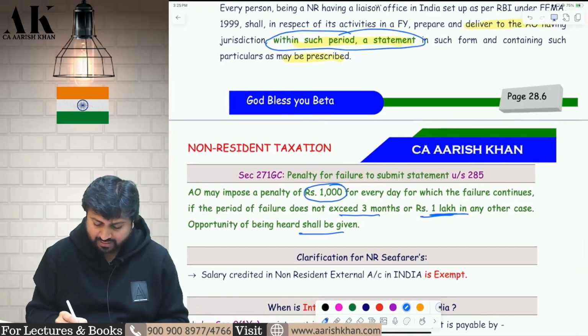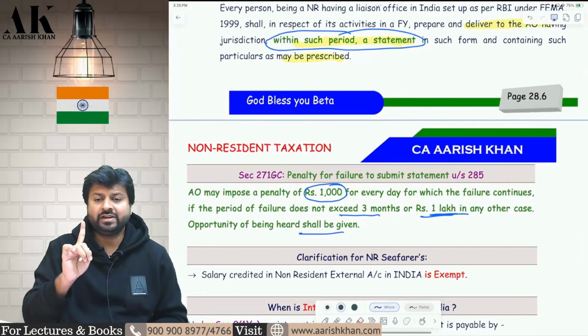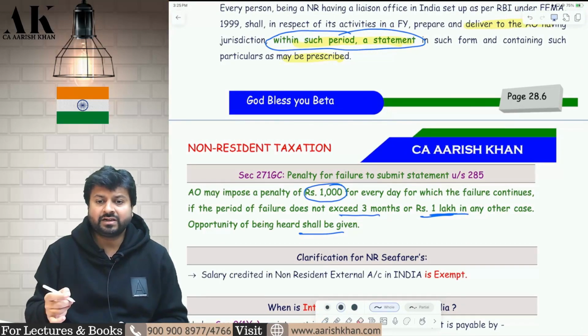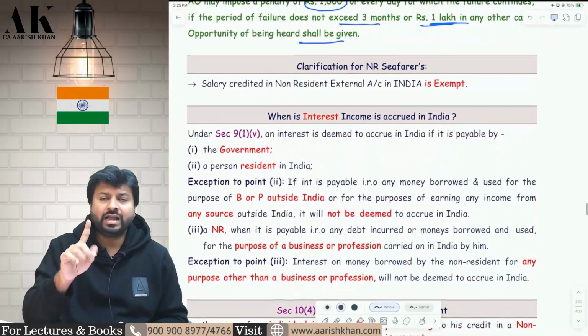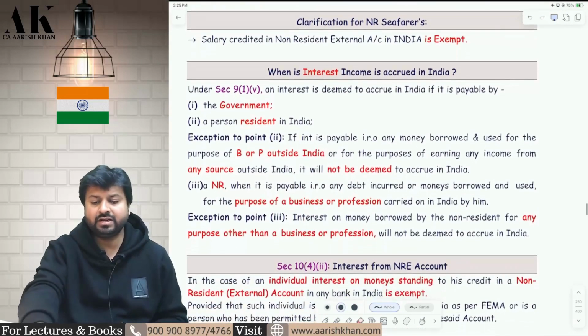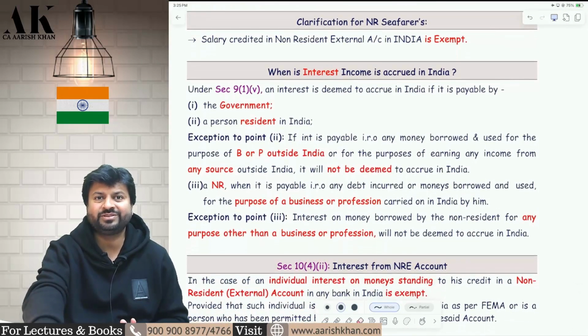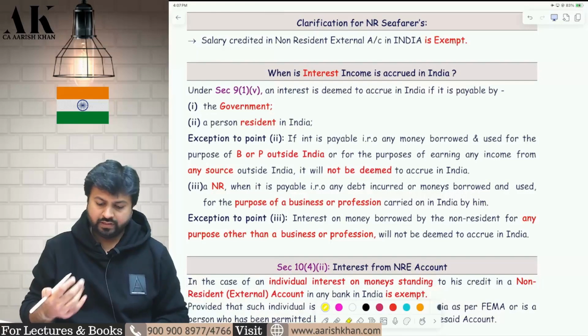Opportunity of being heard will be given. So for the first 3 months, a penalty of 1,000 rupees every day will be imposed, and after that, a penalty of 1 lakh rupees will be imposed on you. Opportunity of being heard will be given to you. I hope it is clear to all of you. Now let's move on to the next part.